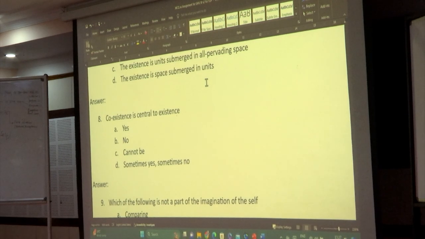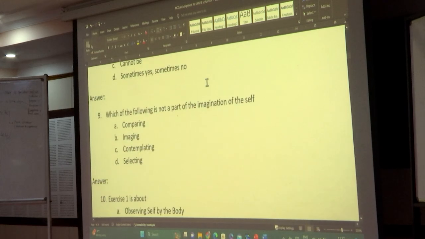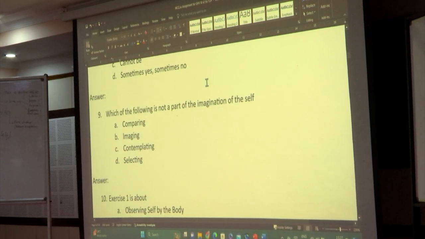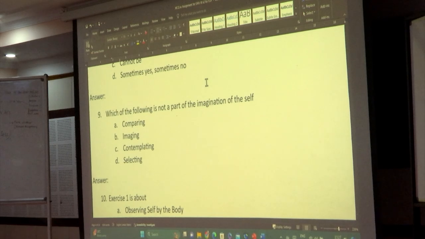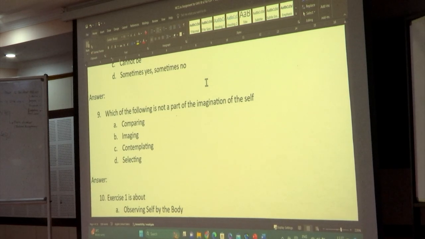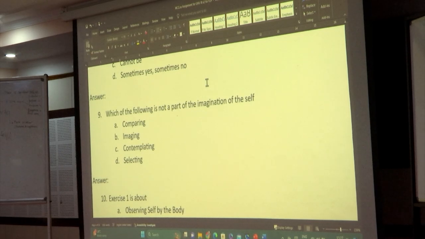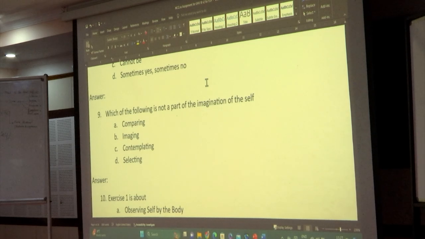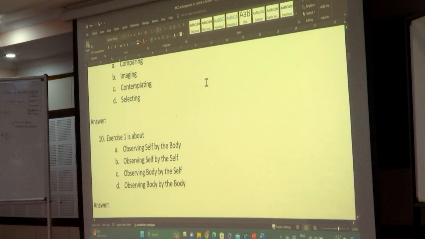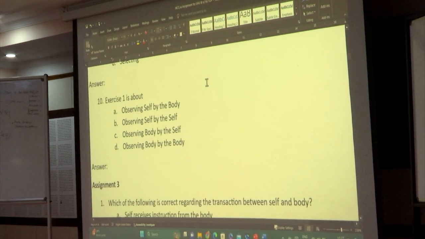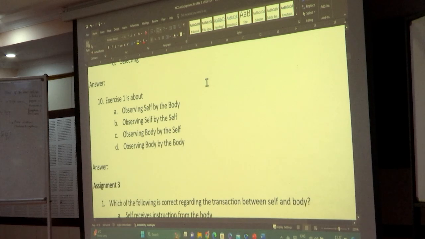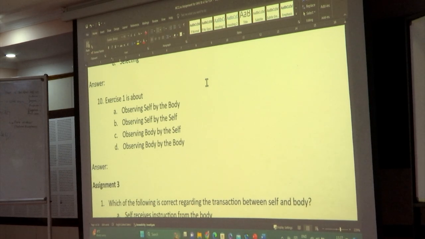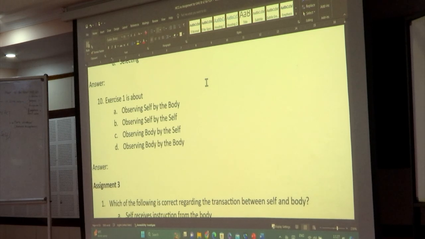A, B, C or D? Okay, nice. Which of the following is not a part of imagination of the self? Contemplating. Okay. Comparing. C. Not an activity. Nice. C. B, self by self. We have done two assignments. Okay, we can do a few more questions. Two more minutes remaining, but it is break time by 3:30? Okay. Yes, two minutes.